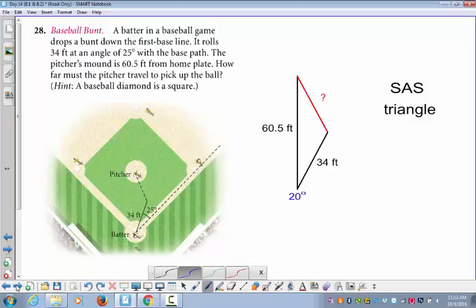That's not part of this triangle with the pitcher and the home plate and the ball, though, right? 25 degrees plus 20 would give us 45. And with a baseball diamond, this is 90 degrees. So the angle from the pitcher to home plate, between that and first base, is 45 degrees. Subtract off the 25, and we get a 20. So that's the triangle that we're trying to deal with right there, that SAS triangle. All right, so you guys use law of cosines to figure out that unknown distance, how far the pitcher has to run. Law of cosines, SAS.